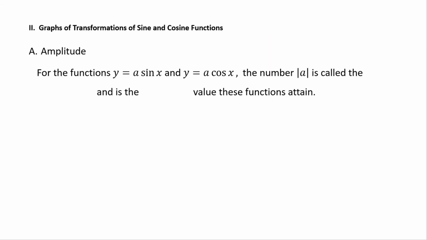Roman numeral 2, graphs of transformations of sine and cosine functions. Part A, amplitude, for the functions y equals a times sine x and y equals a times cosine x. The number absolute value of a is called the amplitude, and it is the largest value these functions attain.